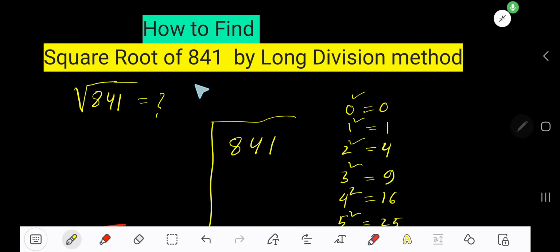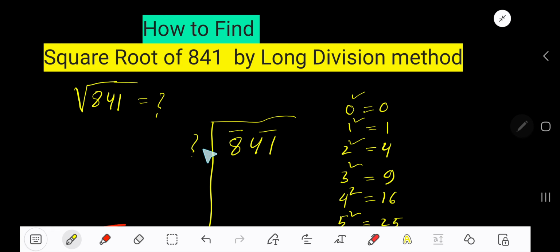How to find the square root of 841 by the long division method? We need to make pairs from right-hand side to left-hand side. This is our first pair, this is the second pair. In the second pair we have just one digit. Consider this second pair, 8.